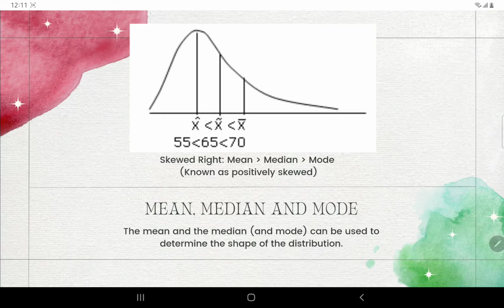Third, when the value of the mean is larger than the median and the value of the median is also larger than the mode, then it is skewed to the right, or known as positively skewed. So it means that we need to calculate the values of mean, median, and mode first, and then look at whether they are less than or more than each other, and only after that we can decide the shape of the distribution.